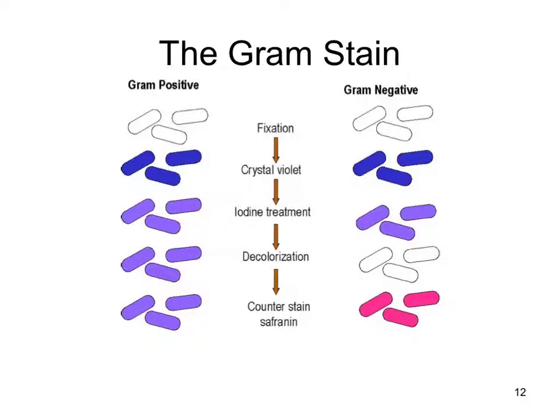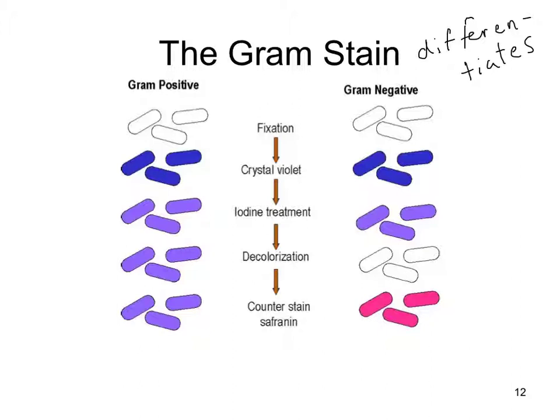Now, this is a stain you're going to get some hands-on experience with. It's called the Gram stain. The Gram stain is useful for gram-positive and gram-negative bacteria. It's a stain that differentiates between the two. In other words, it'll allow us to tell whether something is gram-positive or gram-negative or gram-intermediate.